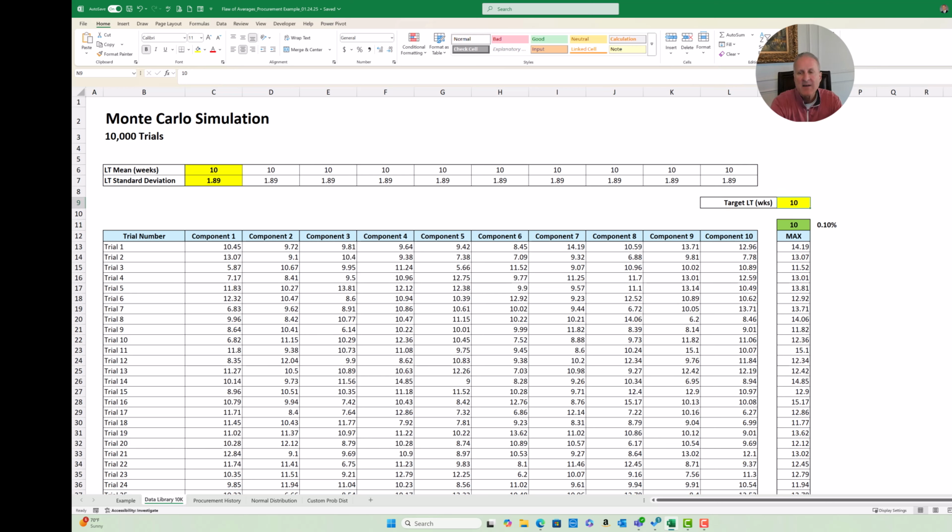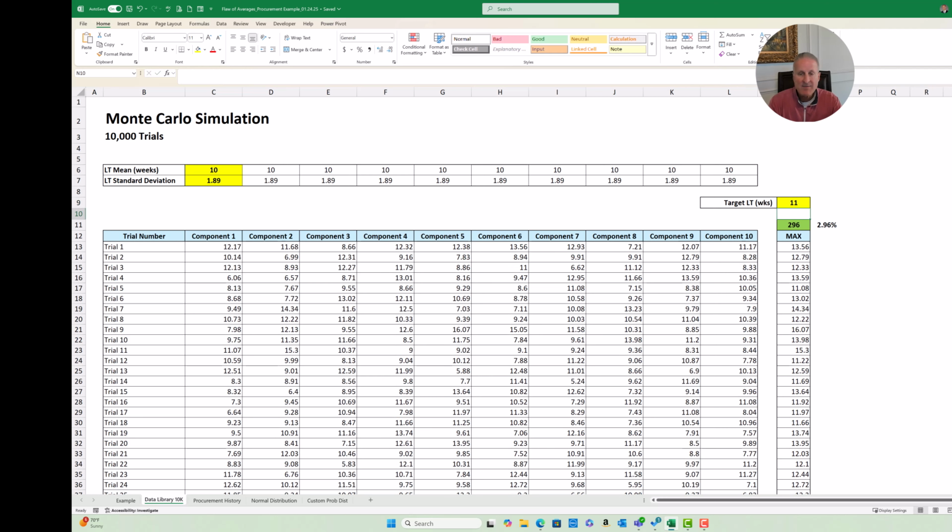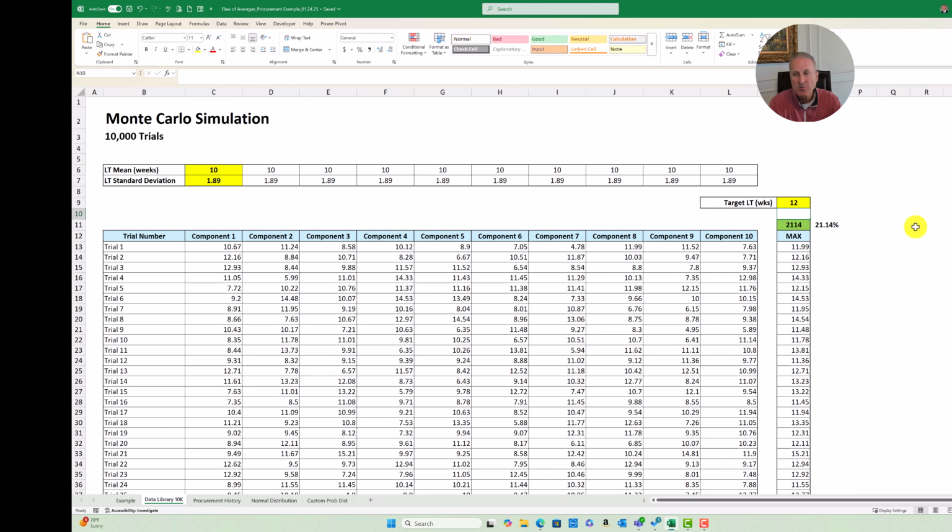What if I had 11 weeks? Every time I change this number, it's going to rerun all 100,000 of these cells and recalc. Well, now I've got 296 out of the 10,000. That's 2.96%. It's better than it was, but still not nearly good enough for me to go back and give them a thumbs up. What if I went 12 weeks? Well, now I'm at 21%.